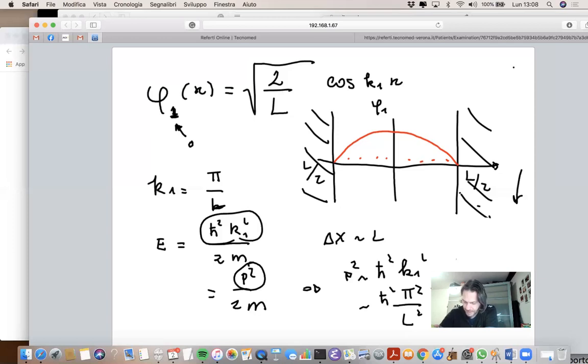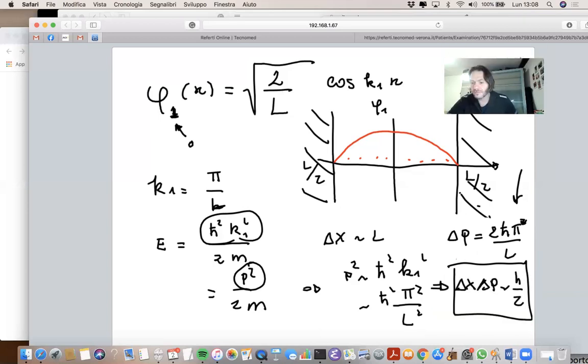Which basically is telling me that I have an uncertainty on momentum, which is 2 h bar over L. So that means that for this particular system, since h bar is h divided by 4, I have delta x, delta p of the order of h half. This is the celebrated Heisenberg uncertainty principle.